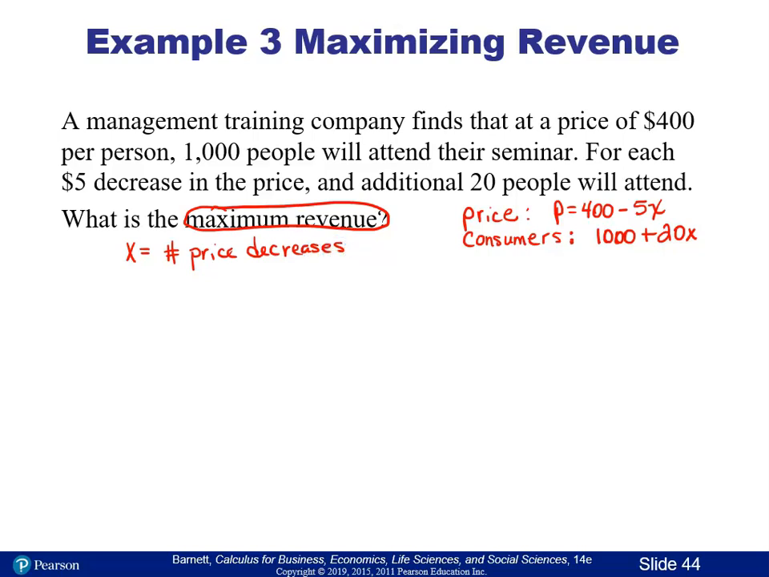So if x was 1, we'd have one $5 increment. So the price would be $395, and we would expect 1,020 people to attend because of that. So when we let x equal the number of price decreases, we end up with our price and the number of consumers represented in these two equations here. So our revenue is going to be the price that we're going to charge times the number of people that are going to attend.